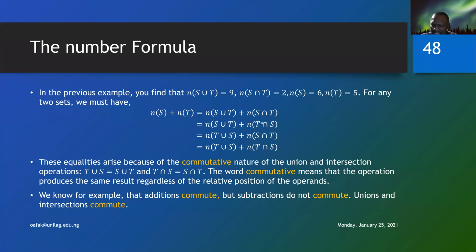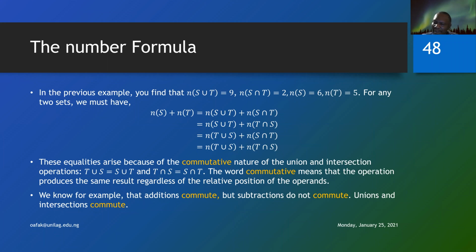S intersection T is the same thing as T intersection S. Similarly, we have just done the same thing here. S union T is the same thing as T union S, and so on. So all these equalities are coming from the fact that the union and intersection operations are commutative. They are commutative. It doesn't matter where you start, which one you put first. Like addition is commutative too. So if you say 2 plus 1 and 1 plus 2, you are going to get the same answer. So that kind of thing is commutative.